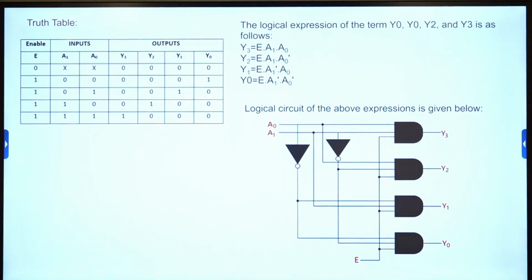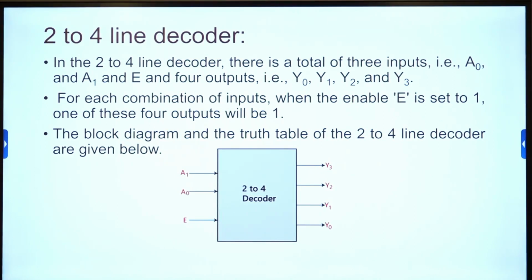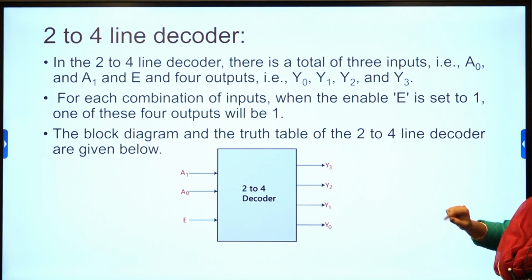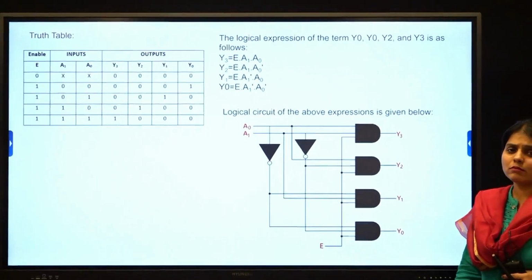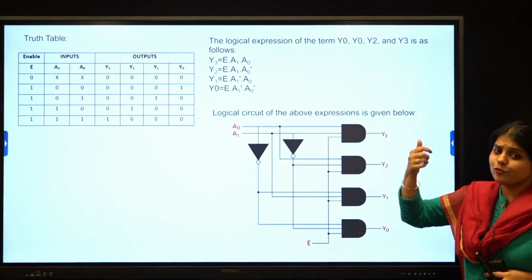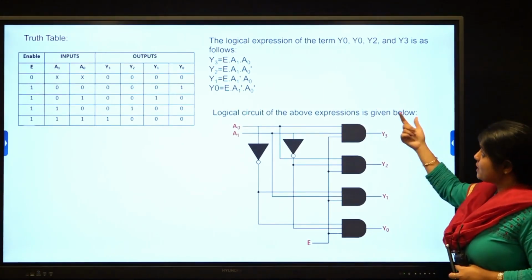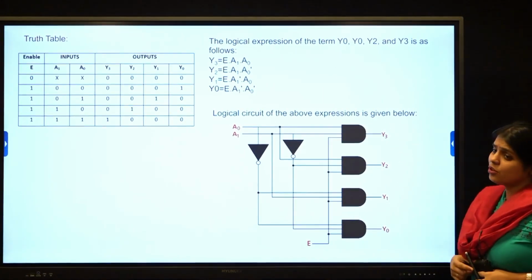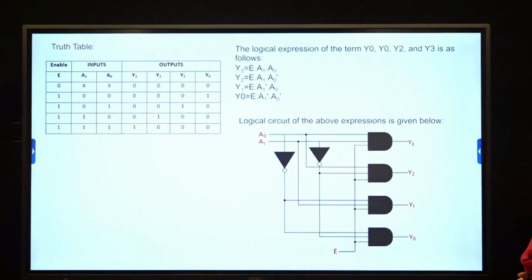Always remember, whenever you're dealing with any combinational logic circuit, you explain what that logic circuit does, the block diagram of it, the truth table, and the logic expression, and apply K-maps wherever required. For this case I don't need them, so I have given the logic expression directly, and from the given logic expression you have to construct your logic circuit. Now this is a 2 to 4 decoder.